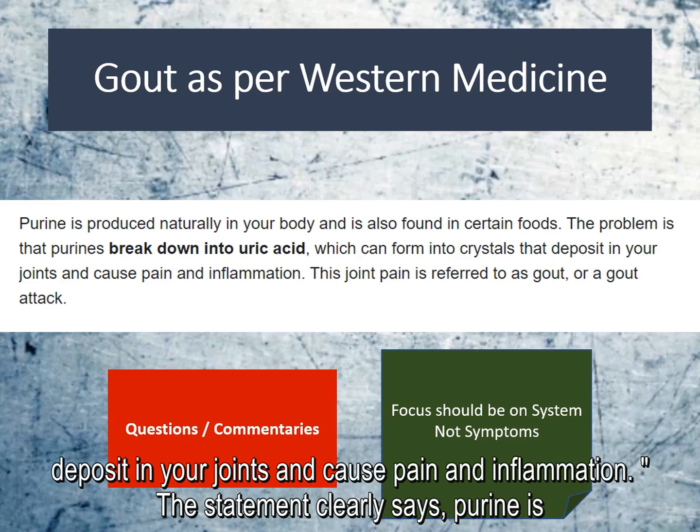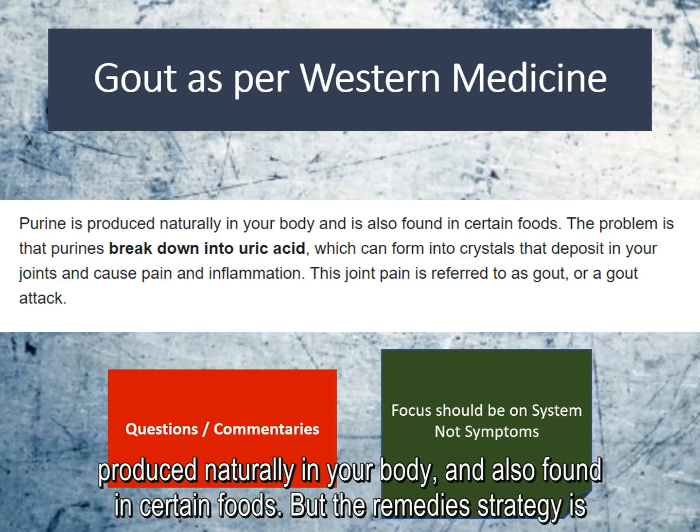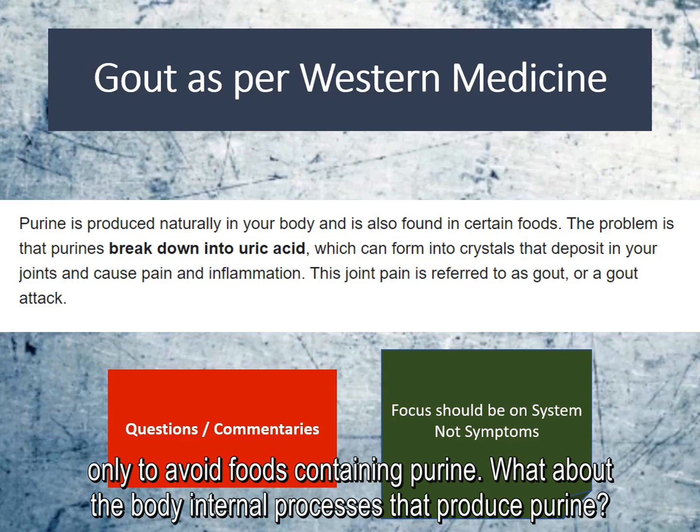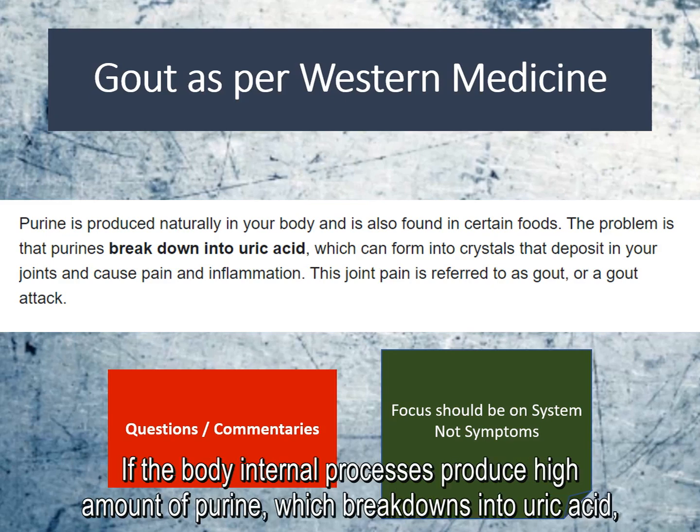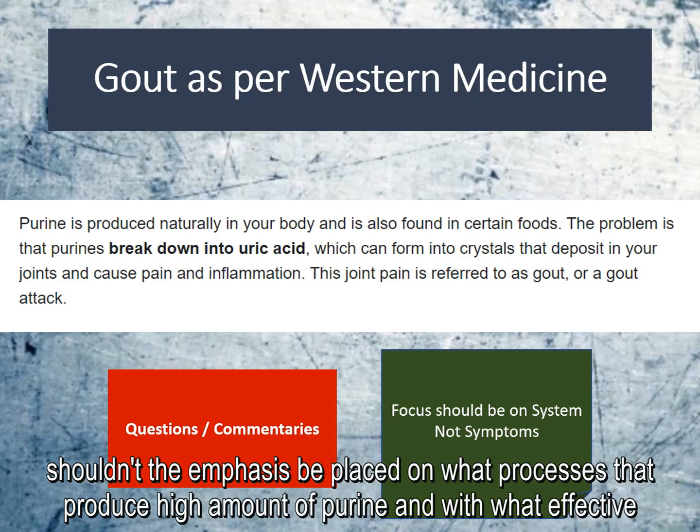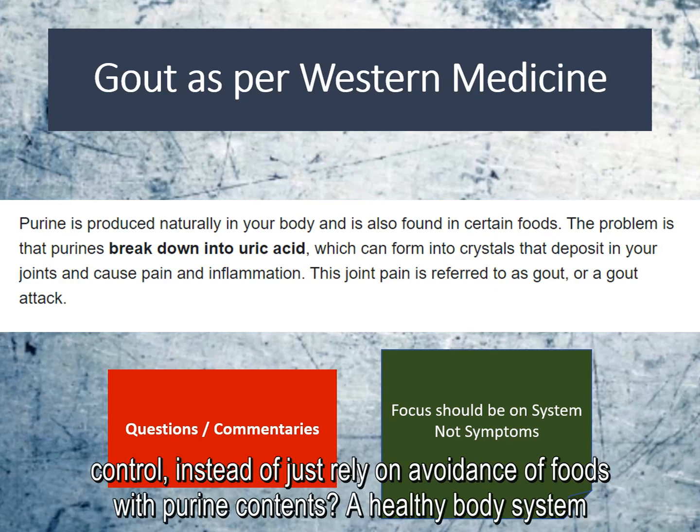The statement says purine is produced naturally in your body and also found in certain food. But the remedy strategy is only to avoid food containing purine. What about the body's internal processes that produce purine? If the body's internal processes produce a high amount of purine, which breaks down into uric acid, shouldn't the emphasis be placed on what processes produce a high amount of purine and how to effectively control them, instead of just relying on avoidance of food containing purine?